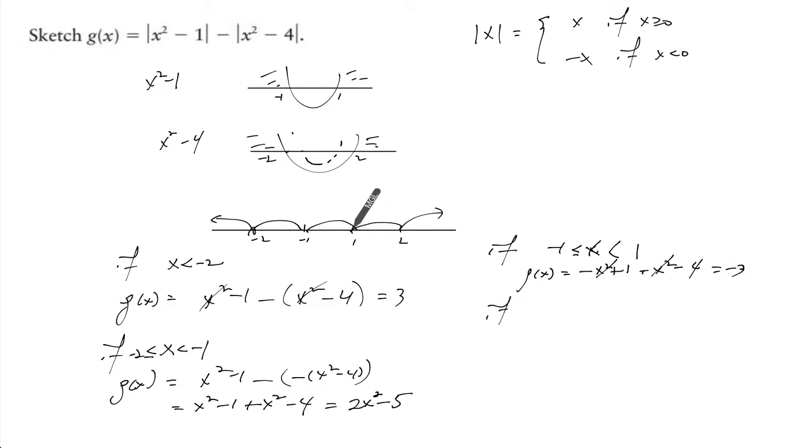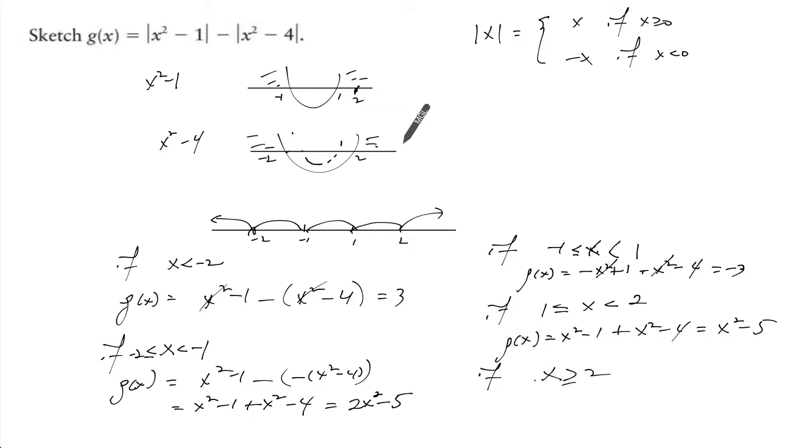Now we'd consider from 1 to 2. Between 1 to 2, this is positive, but this is negative, right? Clearly the y values are positive here, so this is negative. So you get negative, so it becomes positive x squared minus 4. Same as that. And lastly, if x is greater than or equal to 2, they're both positive, so it's going to equal this.